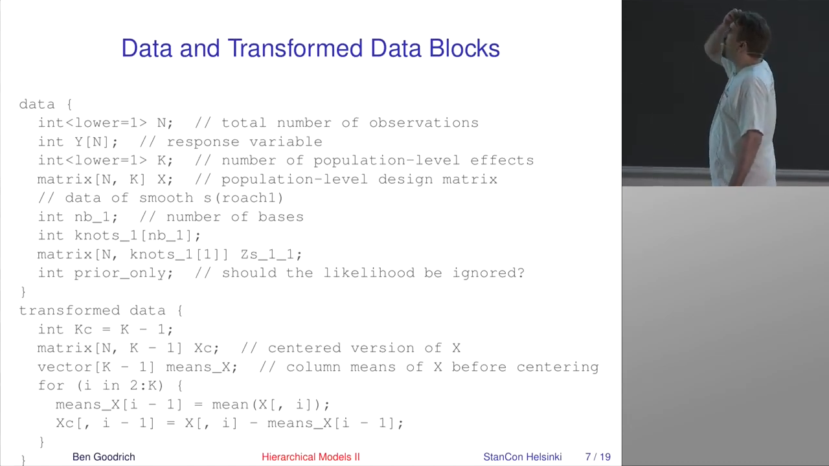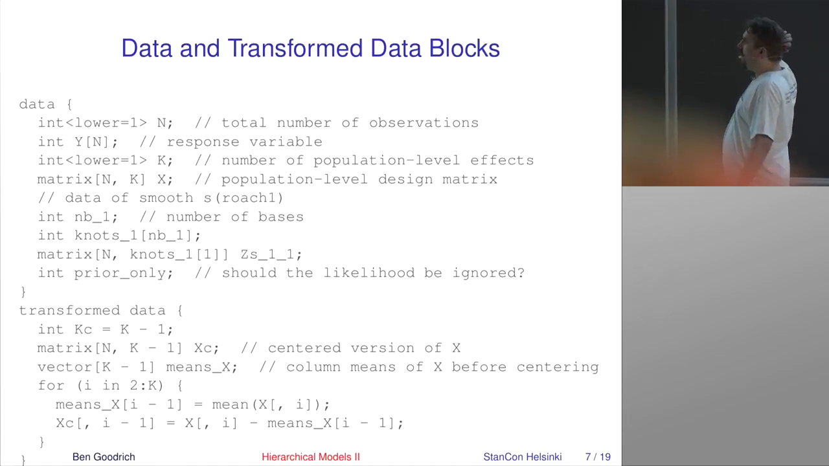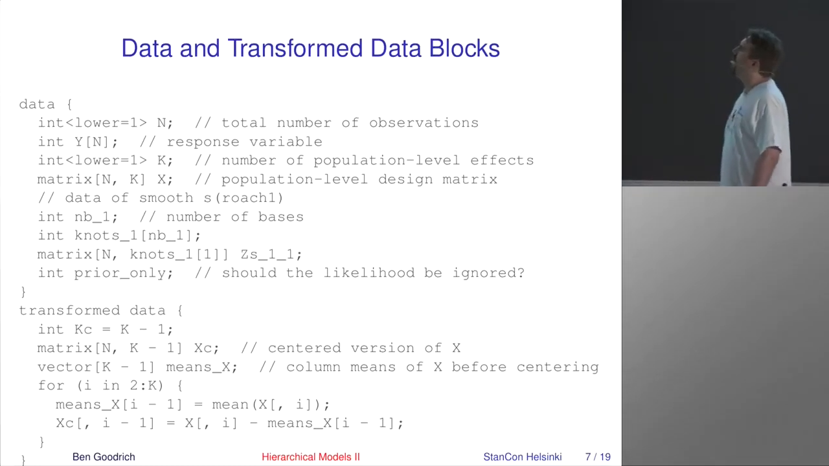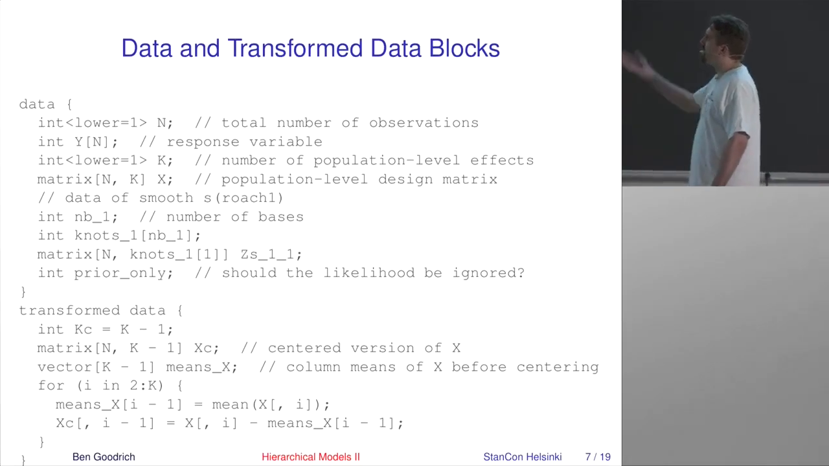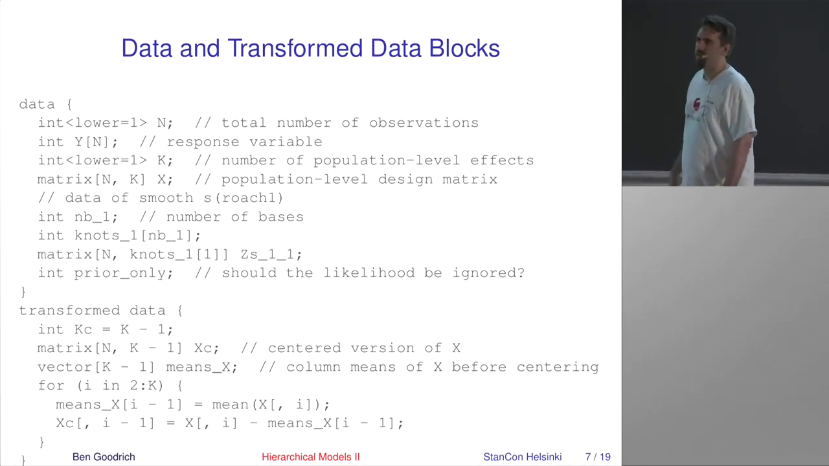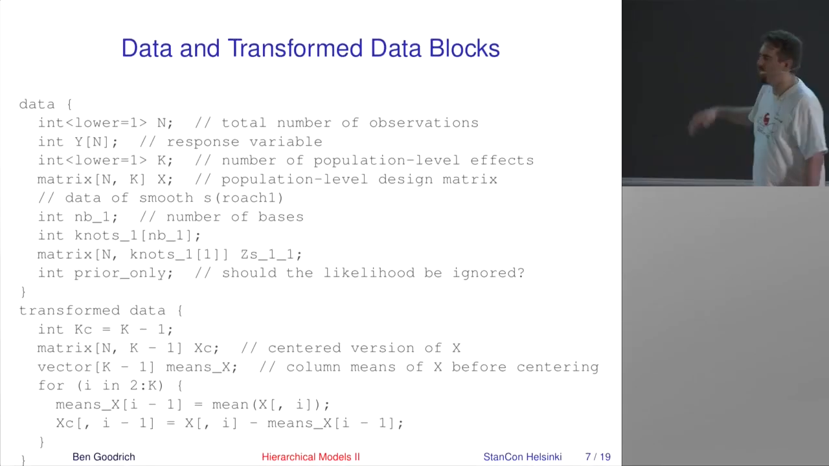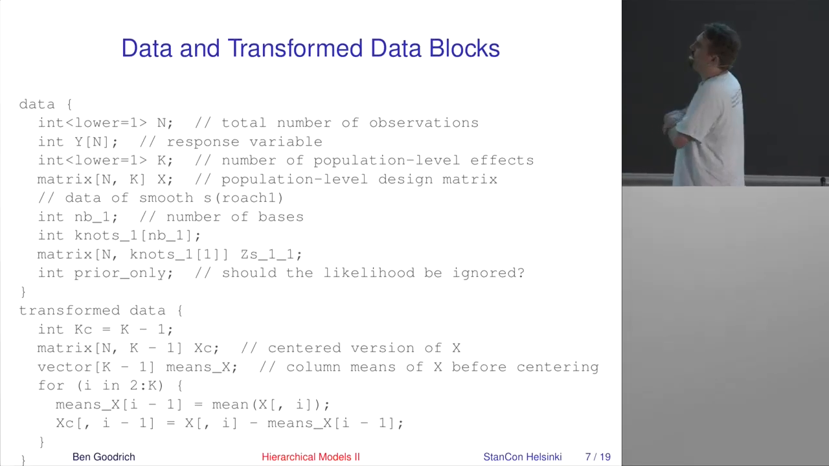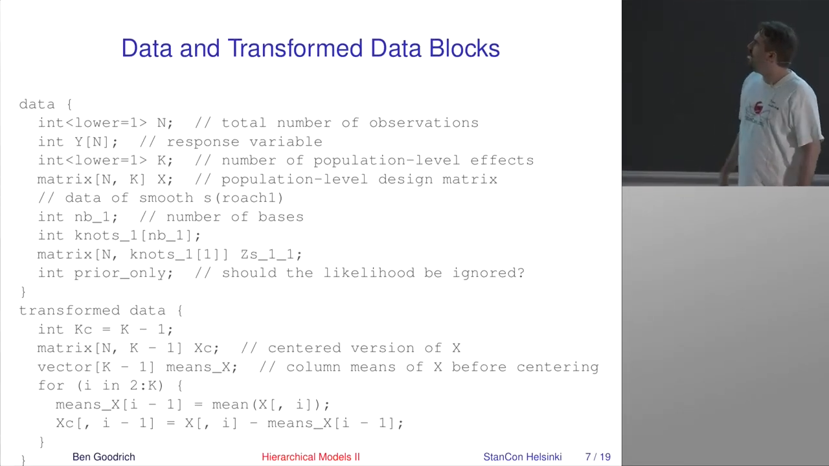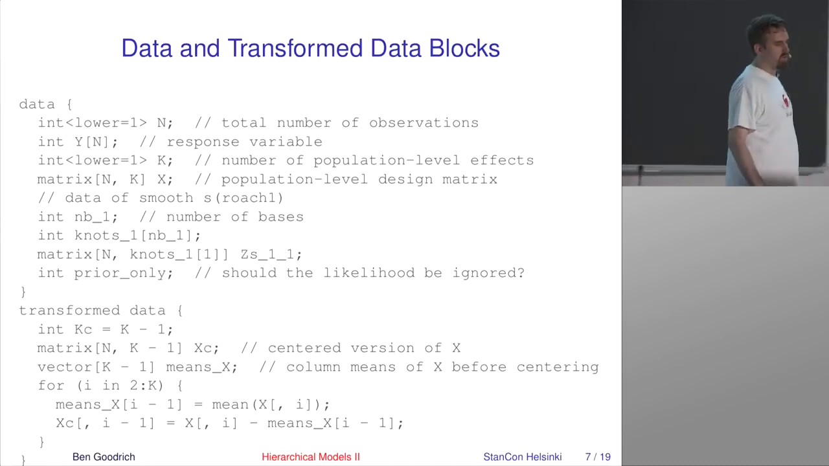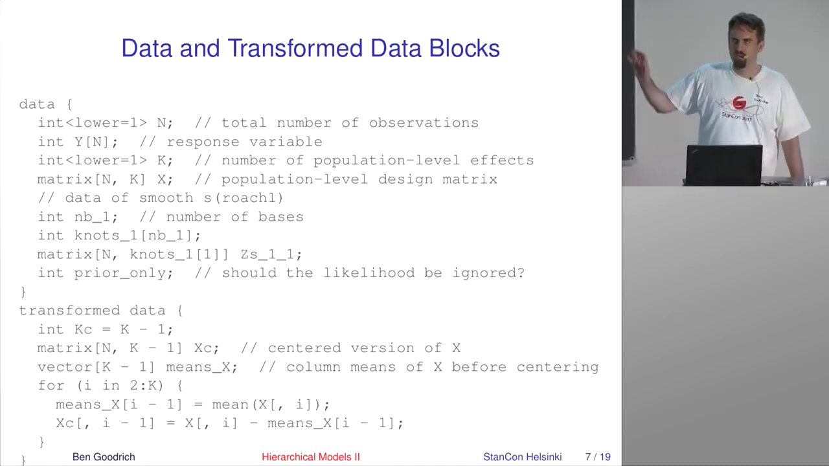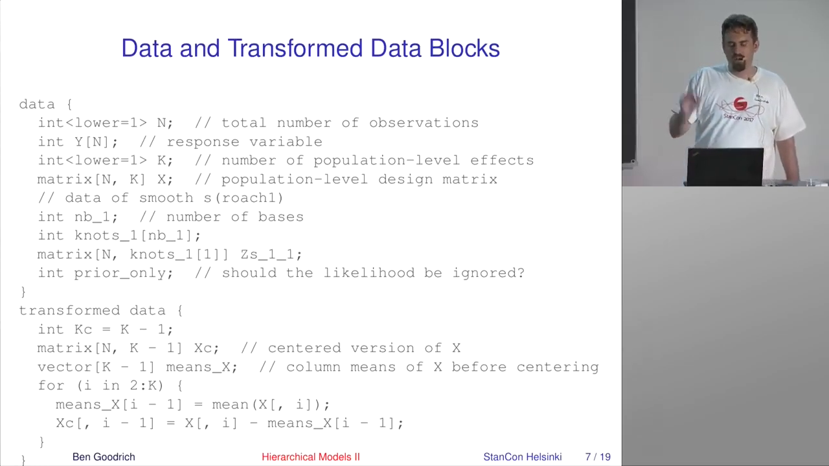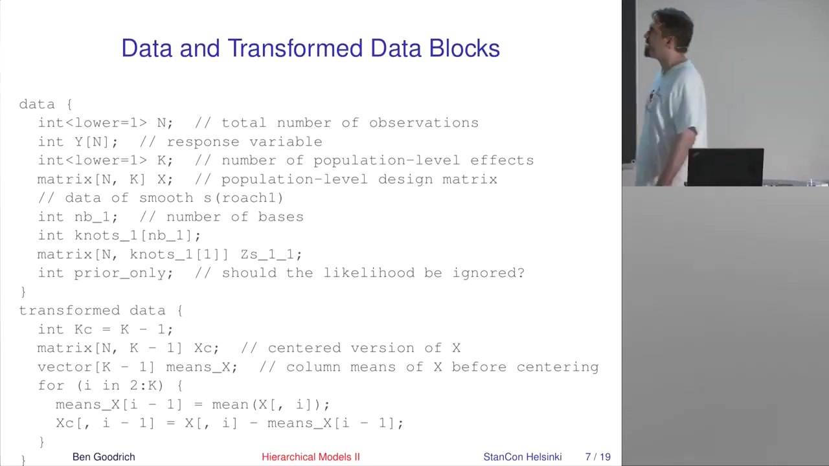So NB1, I think, is the number of smooth terms, which is 1. An integer specifying the number of knots, which by default is 8, but you could specify more or fewer. A Z matrix that has all these basis functions in its columns, and prior_only, the flag saying, do you want to draw from the prior distribution, in which case ignore the likelihood, or if that's 0, condition on the data and draw from the posterior distribution.